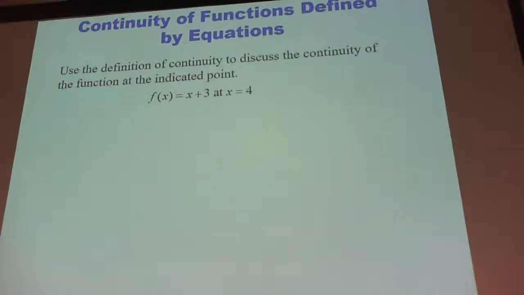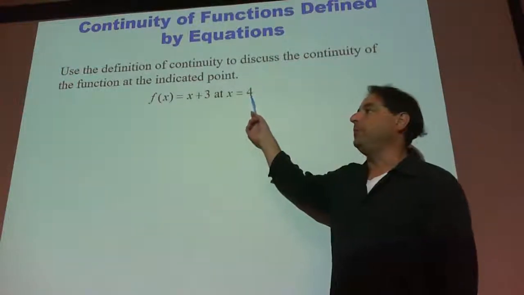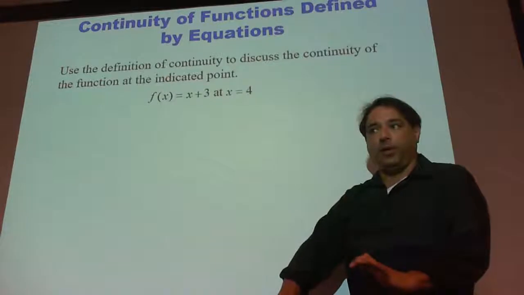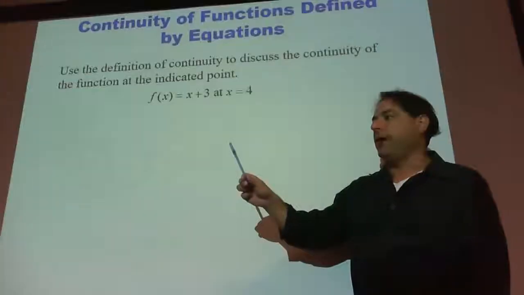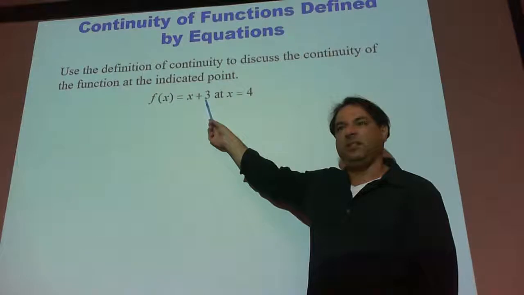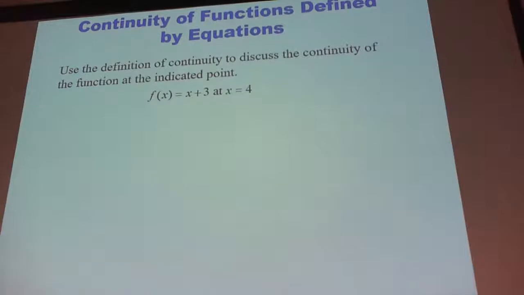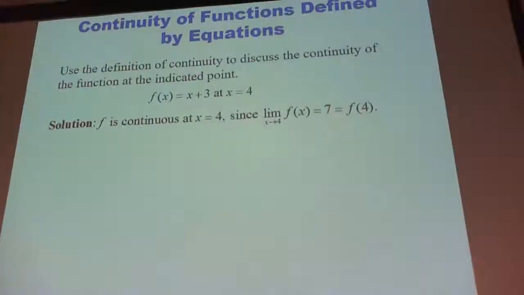So, use the definition of continuity to discuss the continuity of the function at the indicated point. If the function is x plus 3, what happens when you plug in 4? What do you get? 7. Okay, so that part works. Now, the limit coming from the left, the limit coming from the right, this is a line. Are lines continuous? Yeah, so it's going to work. So just by knowing it's a line, I know if you want to find the limit as x approaches 4, you're going to get 7. If you plug in 4, you get 7. Everything matches. Therefore, it is continuous.